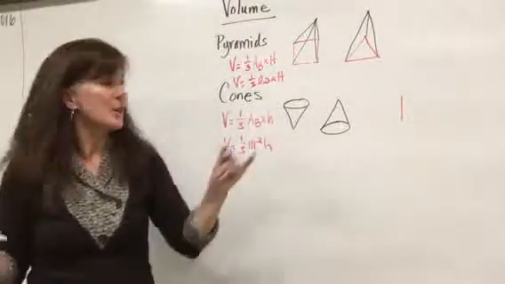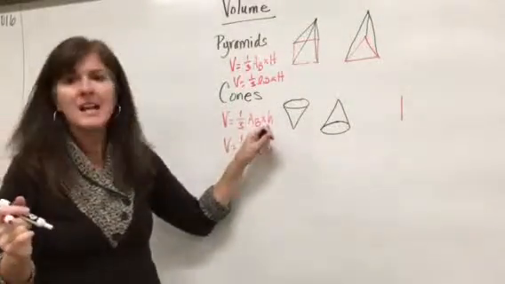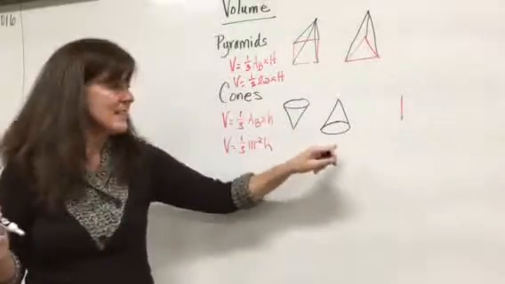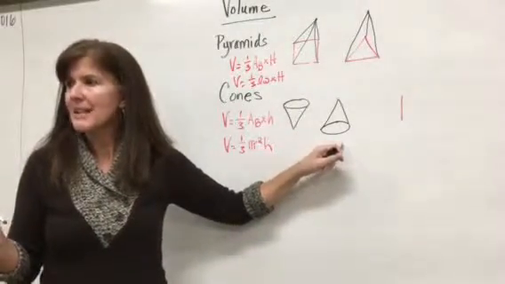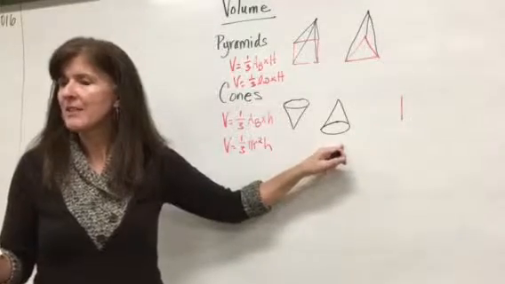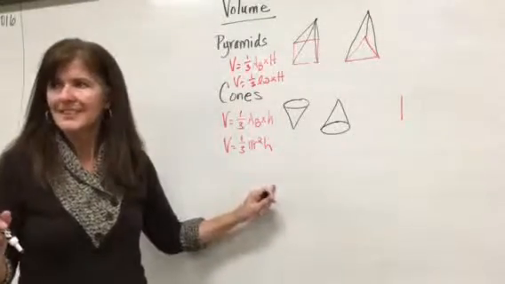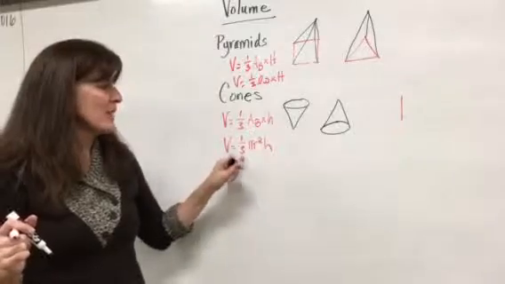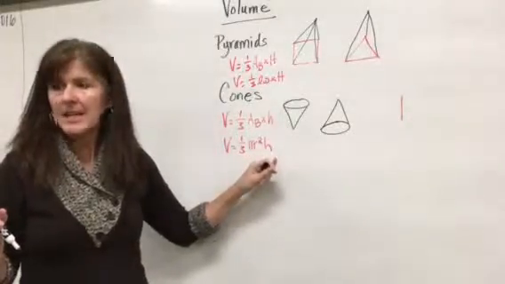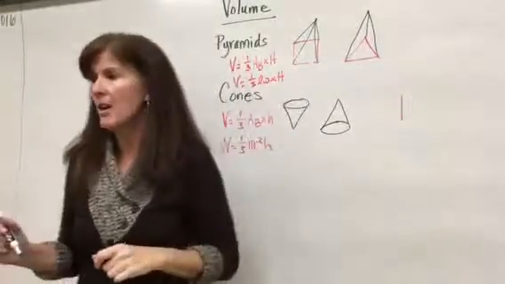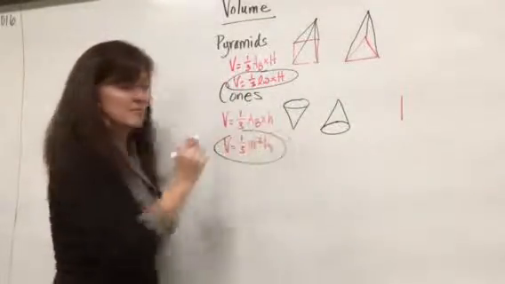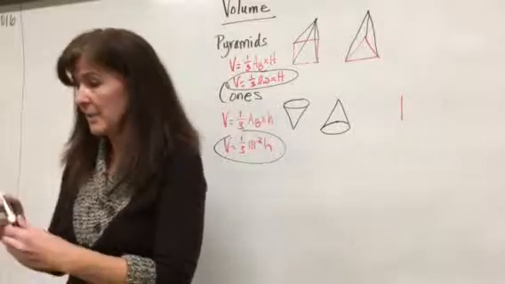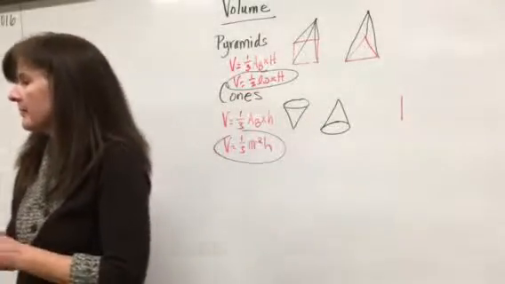Same exact formula for volume, 1/3 area of the base times height. But now, what is the area of the base? What is the shape of the base? It's a circle. What's the area of a circle? Pi r squared. So we put in 1/3 pi r squared times height. All of this can go on your formula sheet. If you just want to put this one and this one, that's fine, right? It'll be a little bit less confusing.